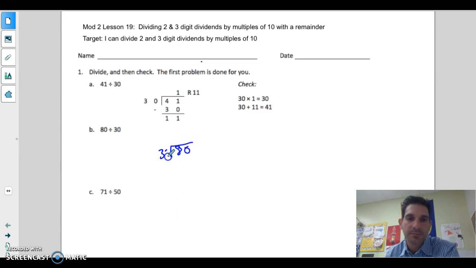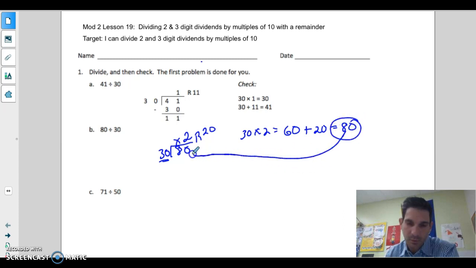divided by 30. 30 doesn't go into 8, but 30 goes into 80 twice. And that's 60, so it's 2 remainder of 20. 2 times 30 is 60. To check it, we multiply. We do the divisor, 30, times the quotient, 2, plus the remainder. And we get the right answer.